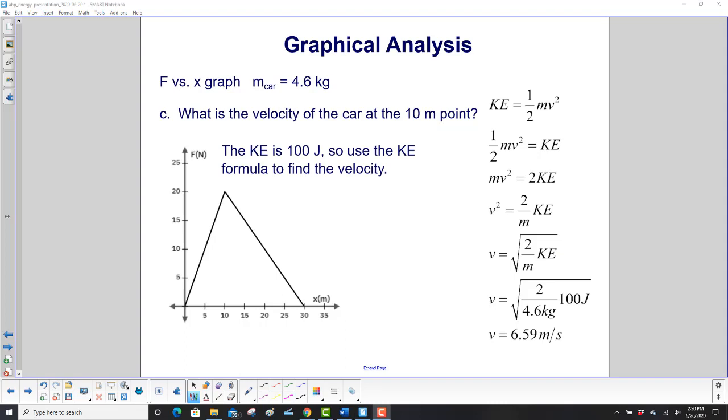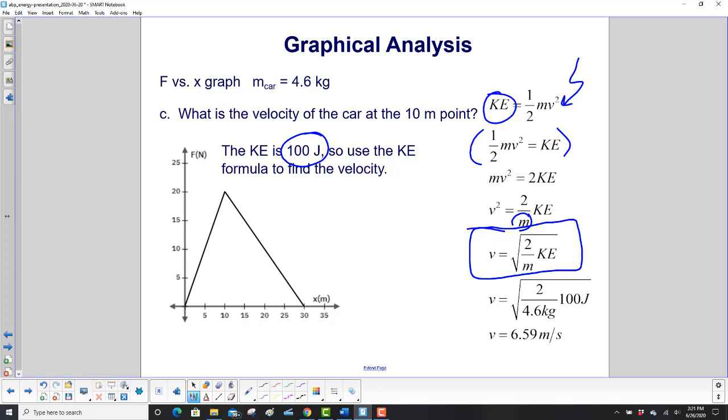What's the velocity of the car at the 10-meter point? Well, what did we find on the previous slide? The kinetic energy, which is 100 joules. So we can use that to find the velocity. Kinetic energy is 1/2 mv squared. We'd like to find the velocity, so we switch the order. Multiply both sides by 2, and we get mv squared equals 2KE. Divide through by m, and we have v squared equals 2KE over m. Then just take the square root of both sides, and here's our answer. Then finally, you put in our variables here, and you get a velocity of 6.59 meters per second at 10 meters.